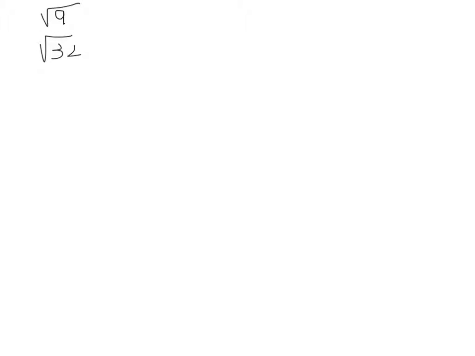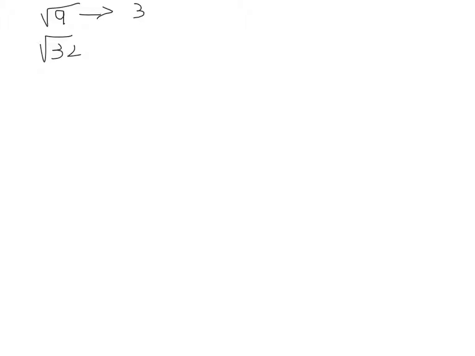Hello, let's see now together how we can simplify some surds. We said that a surd is a square root that cannot be reduced to a whole number. So if we have the square root of 9, we can simplify it to 3. But the square root of 32, for example, we cannot simplify to a whole number, so it's a surd.